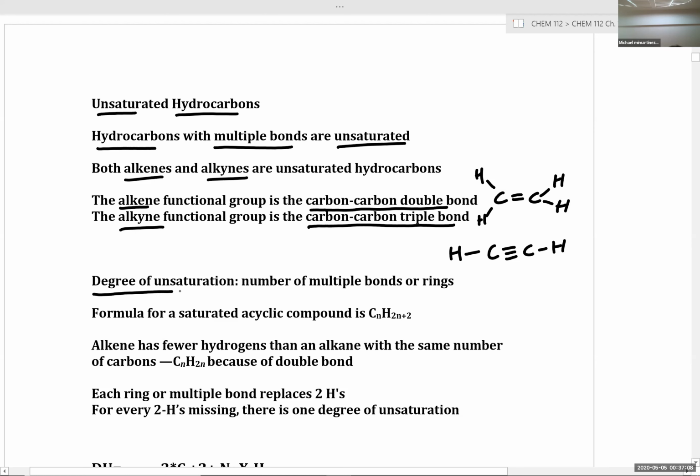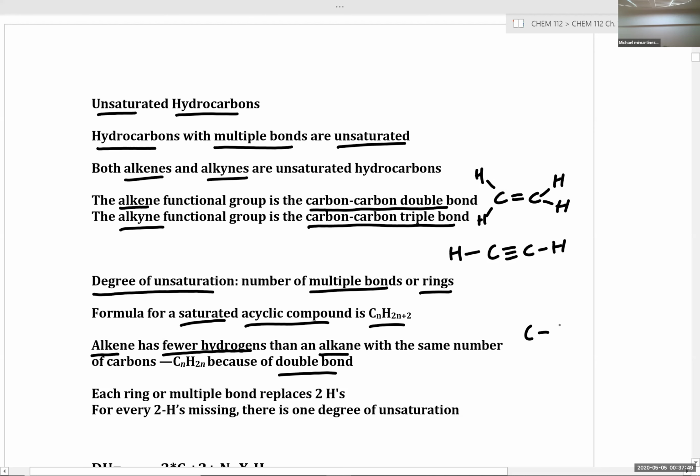Okay, degree of unsaturation describes the number of multiple bonds or rings. So remember how when I talked about drawing constitutional isomers, the number of multiple bonds or rings always stays the same in total? That's because we're actually using this idea of DU when we drew constitutional isomers. So for example, for a saturated acyclic compound, we have CnH2n+2. Now an alkene has fewer hydrogens than an alkane because of the double bond.